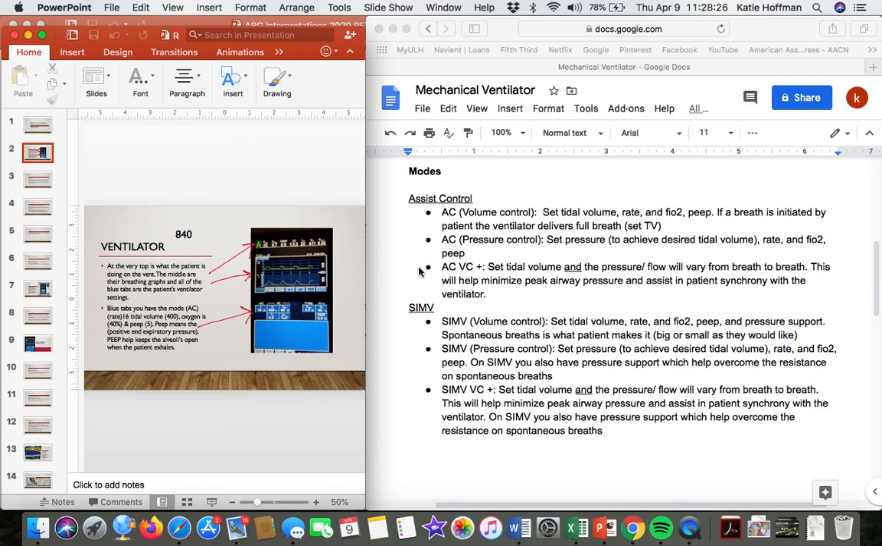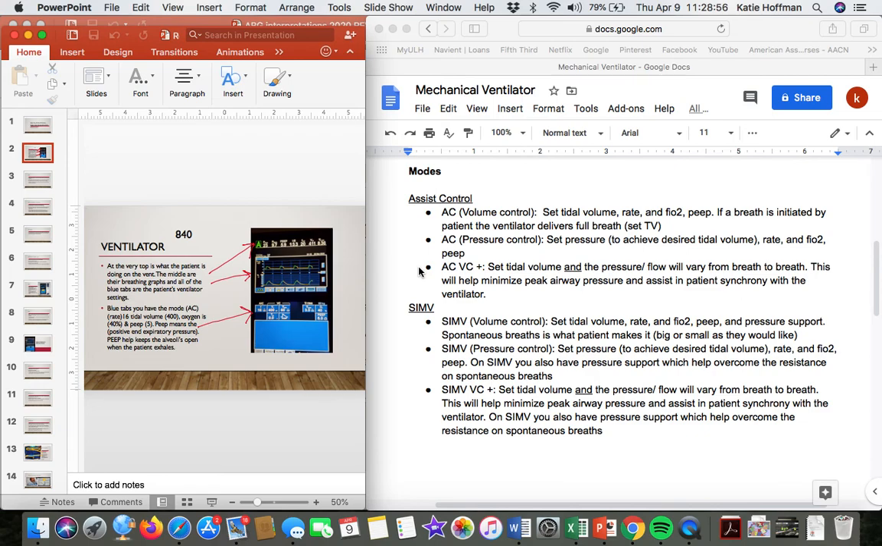So the AC volume control is when you just give the set tidal volume. The AC pressure control is when you give the set pressure, which inversely delivers a tidal volume amount by setting the pressure. And then the last is the AC VC plus, which is a little different because it's kind of both of them mixed together. You set a tidal volume in the ventilator, so you basically say, I want the patient to receive 500 cc's of tidal volume, but you also will determine and set the pressure so it will vary, like it says here.